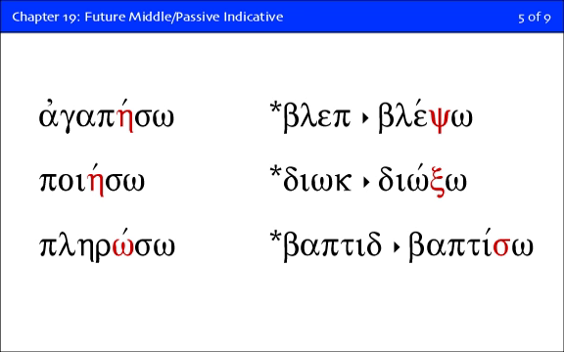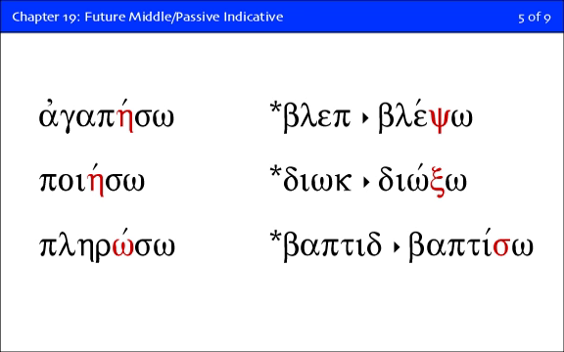If you have a stem dioc, you have a velar. Velar plus sigma forms a xi. So dioko means I pursue. Dioxo is I will pursue. And all that's going on is that the sigma of the tense formative is getting swallowed. It's not being swallowed up, it's being rewritten. Because you can't say k-s. You say ks. And a ks in Greek is a xi.